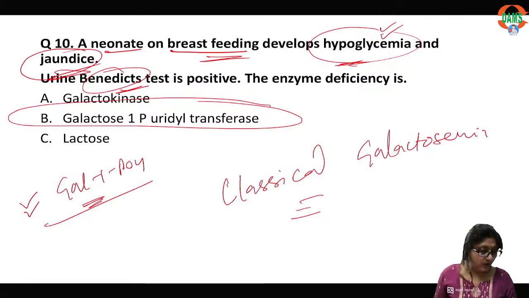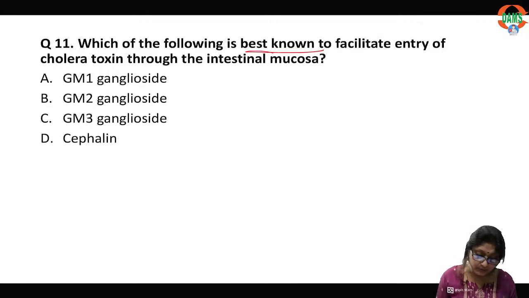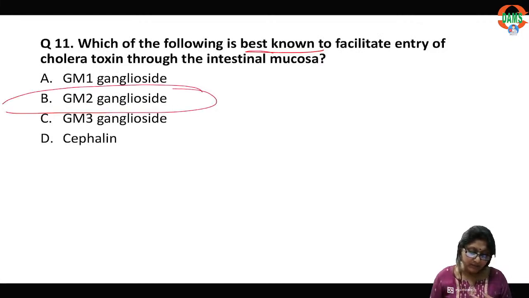Very good. Now coming to the next question, 11. Which of the following is best known to facilitate entry of cholera toxin to the intestinal mucosa? You need to remember it is going to be GM1 ganglioside, which is important for cholera toxicity, right?